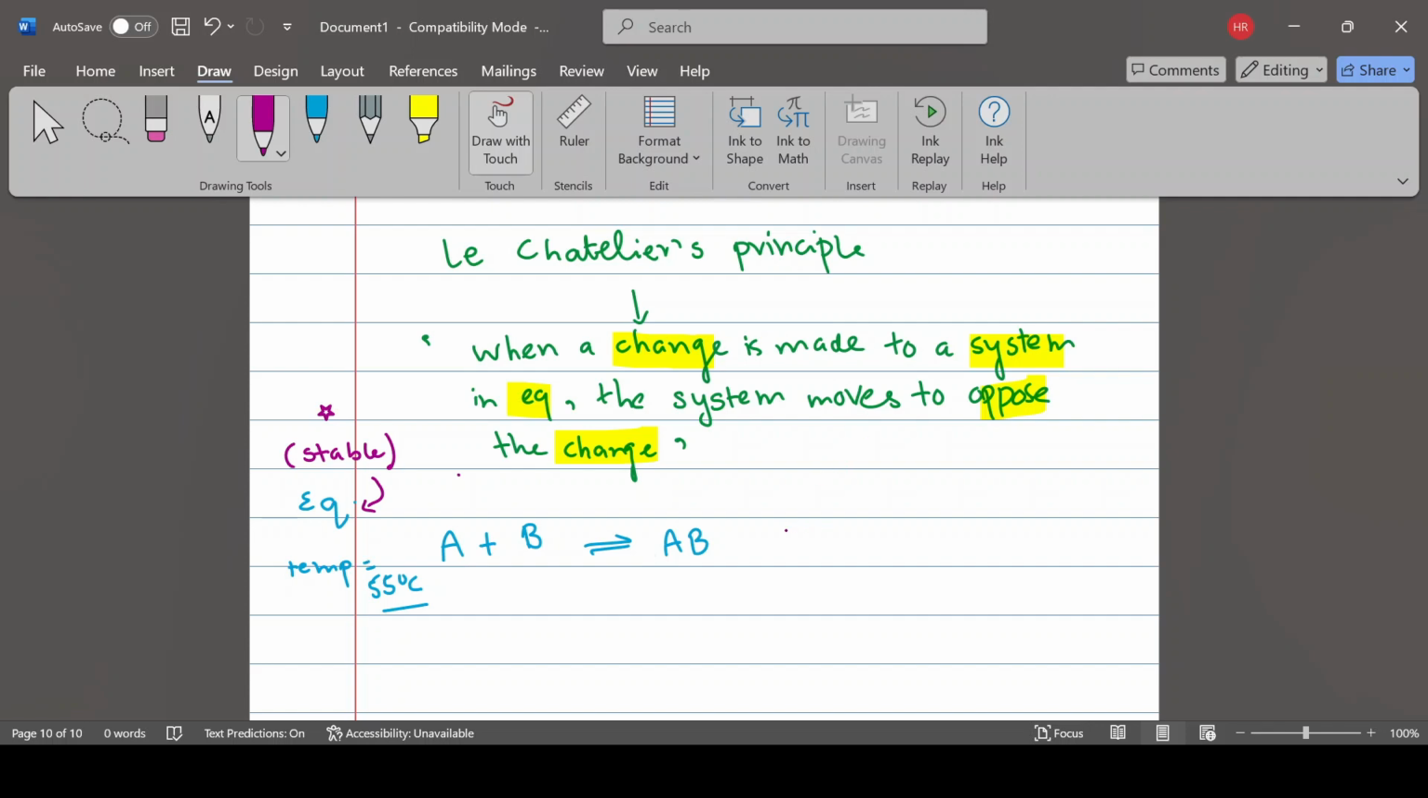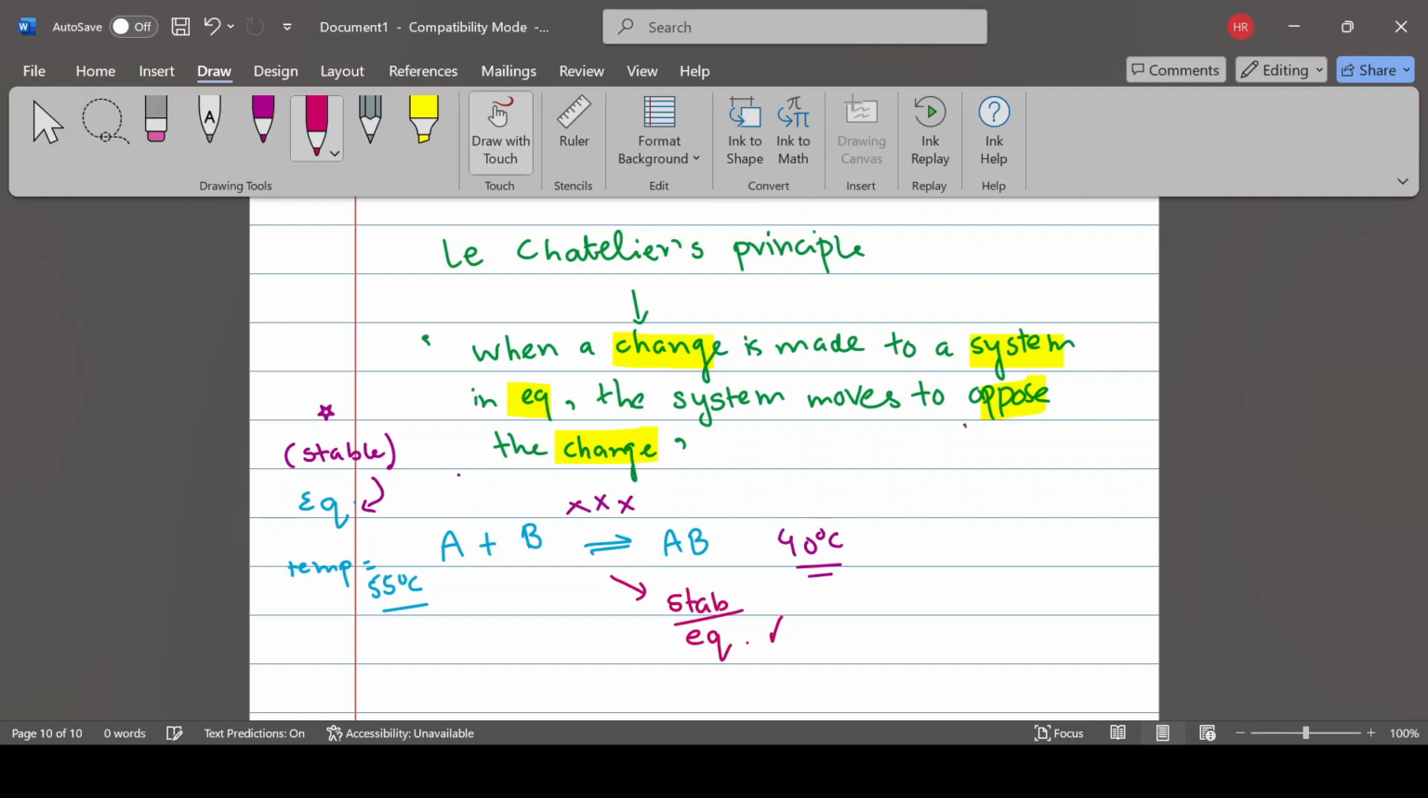Let's say I decrease the temperature to 40 degrees Celsius. When I decrease the temperature to 40 degrees Celsius, the equilibrium will be disrupted. This system will no longer be in equilibrium, and now what it will do is the system will be influenced in a way that it will try to achieve stability, or it will try to achieve the equilibrium point once again. Now how is it going to do this exactly?